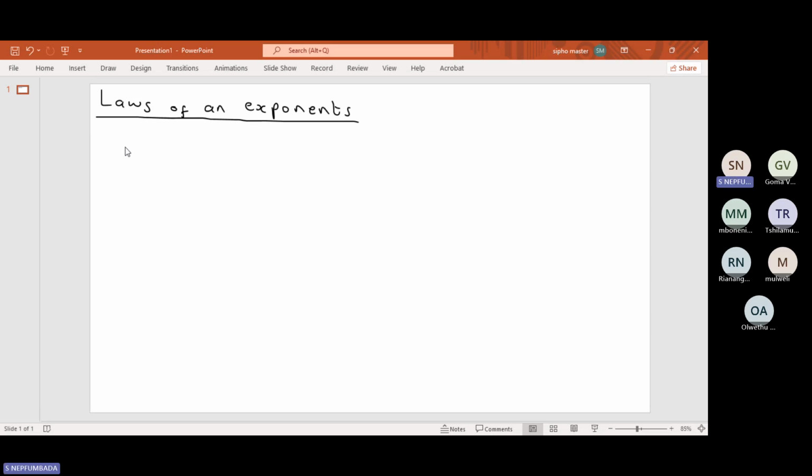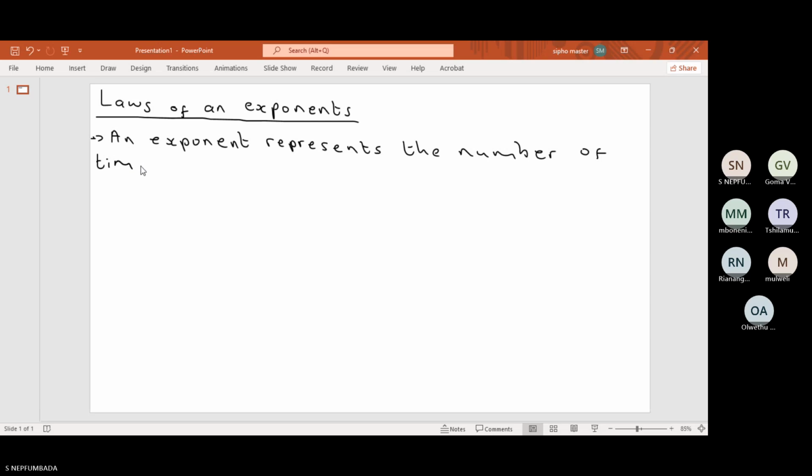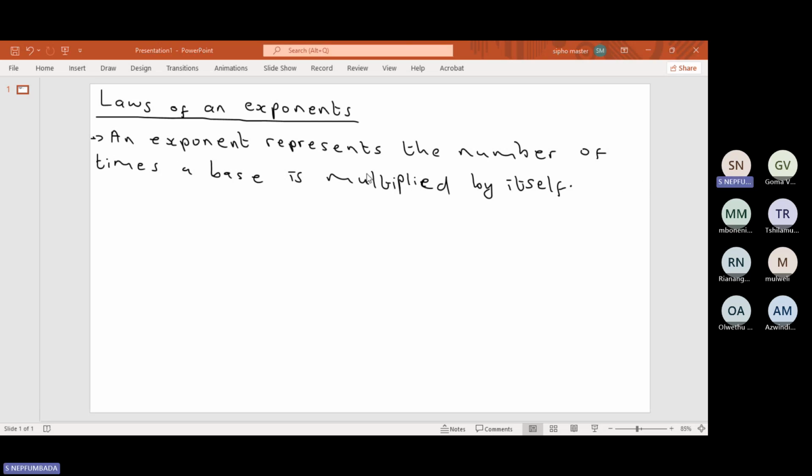So what do you understand about this? We understand that an exponent represents the number of times a base is multiplied by itself.